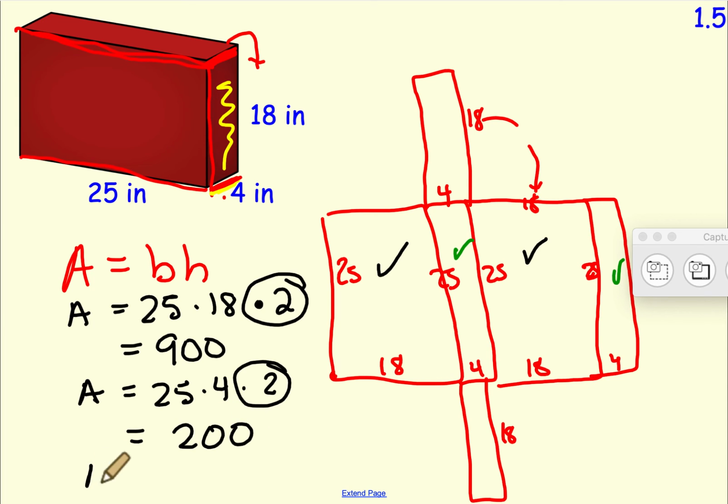And then I have 2 that are 18 by 4. So 18 times 4 times 2 is 144.